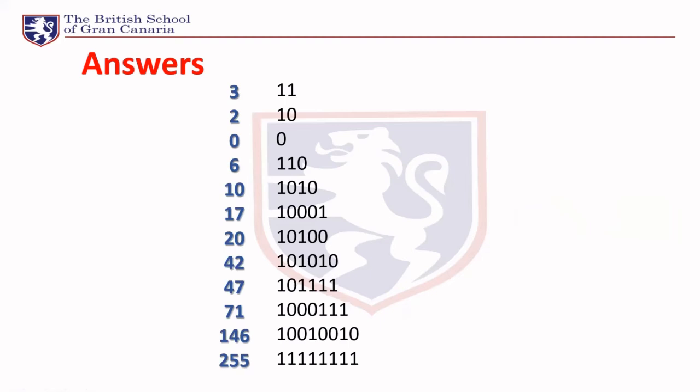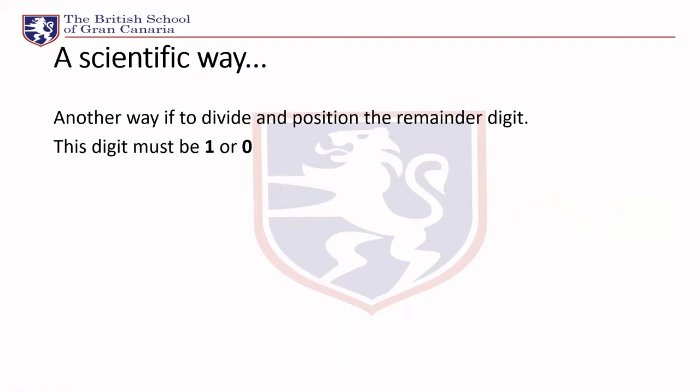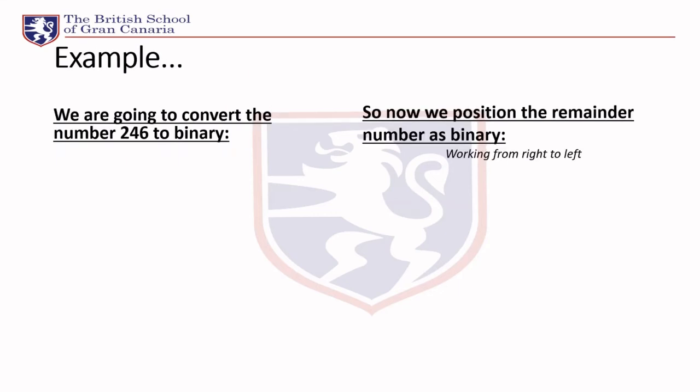Welcome back. Now, the scientific way. Another way is if we divide the position by the remainder digit, it must be 0 or 1. Okay, so this is another way that you can convert it. I personally don't like this way, but other students have seen it and it makes sense and they use it. Remember, you're working from right to left.